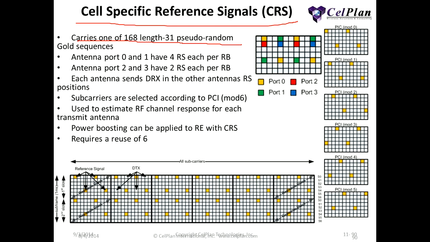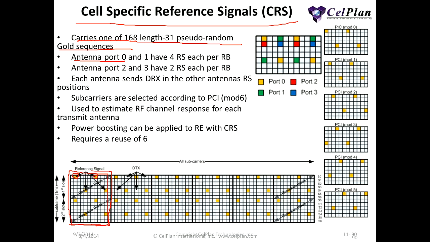So the cell-specific reference signal carries one of 168 length pseudo-random code sequences. You need to have the signal per antenna port, so you really need to send it on every single antenna port. But if you send it on all the antenna ports at the same time, they will be mixed together, and you will not be able to decode the signals sent by each port. So what happens is that a reference signal is sent 8 times per resource block pair.